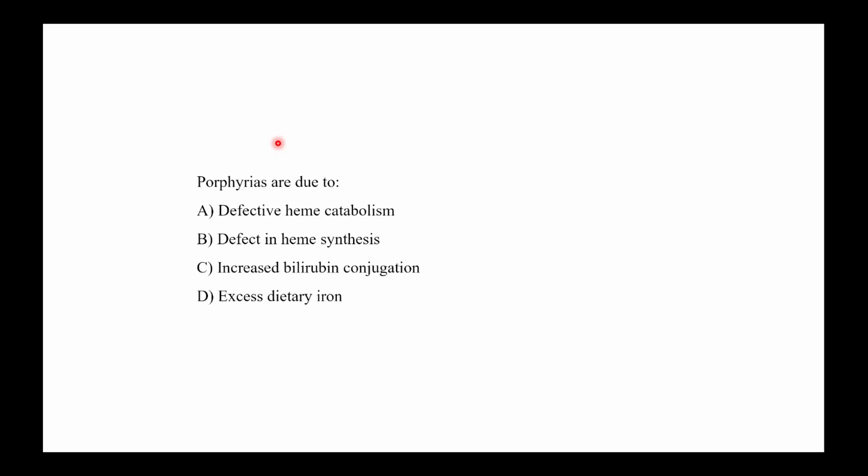Moving on to the next question now. Porphyrias are due to option A, defective heme catabolism. Option B, defect in heme synthesis. Option C, increased bilirubin conjugation. And option D, excess dietary iron.